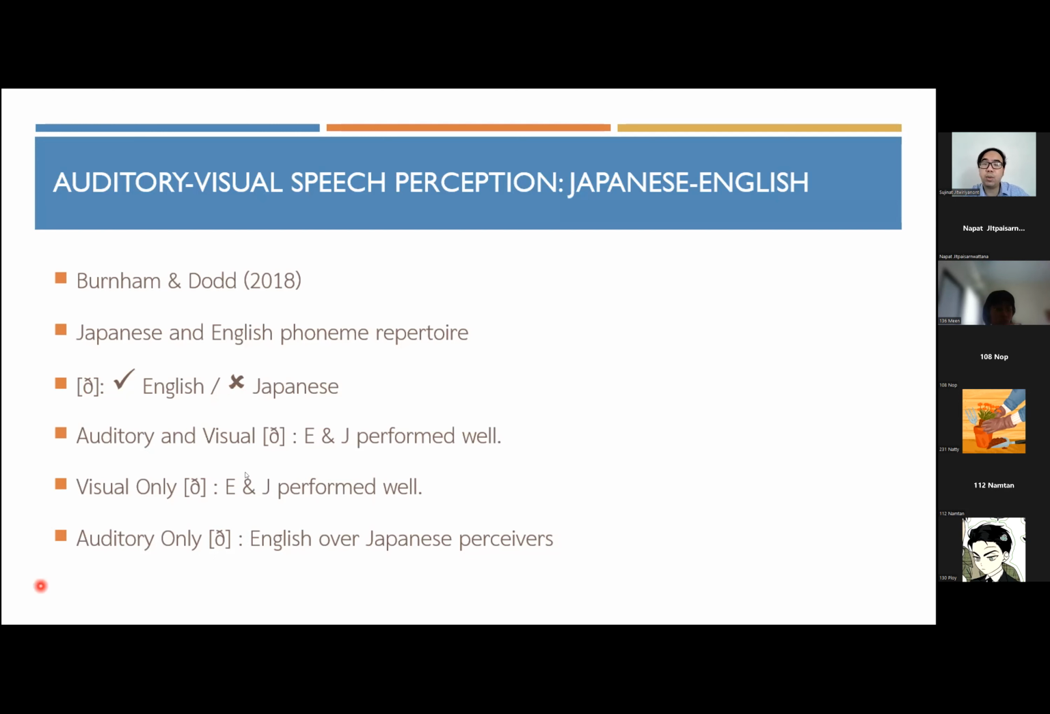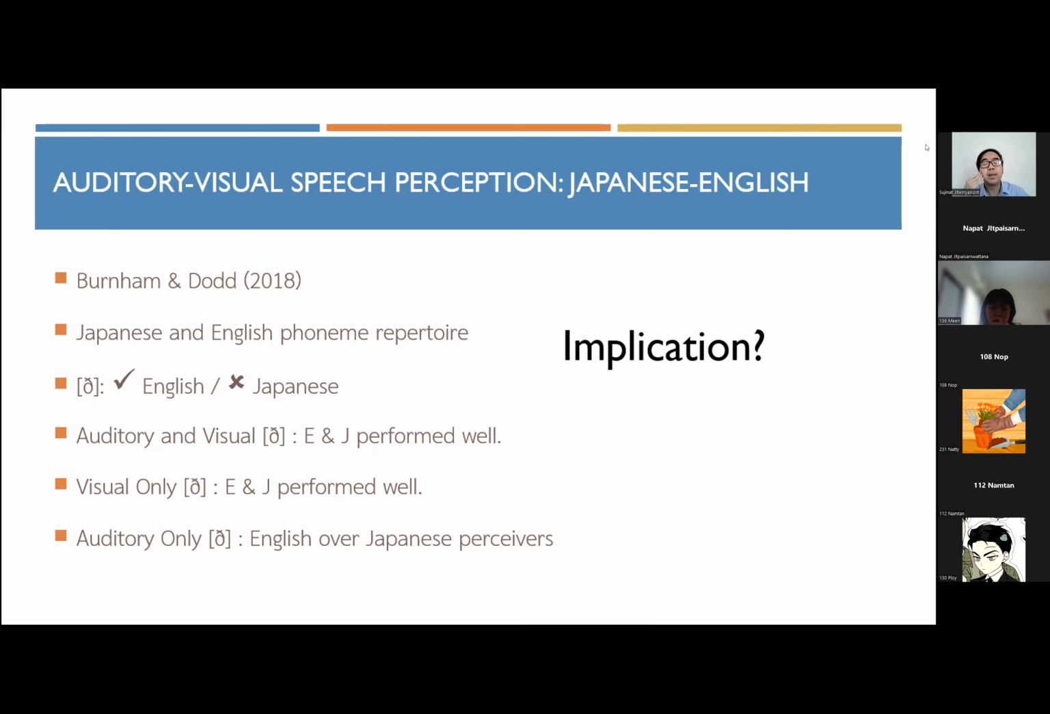What does this suggest? This suggests that with both auditory and visual cues, perception is very good. But if we compare the visual cue and the auditory cue, we find that the visual cue is better as a priming for good perception of the sound.